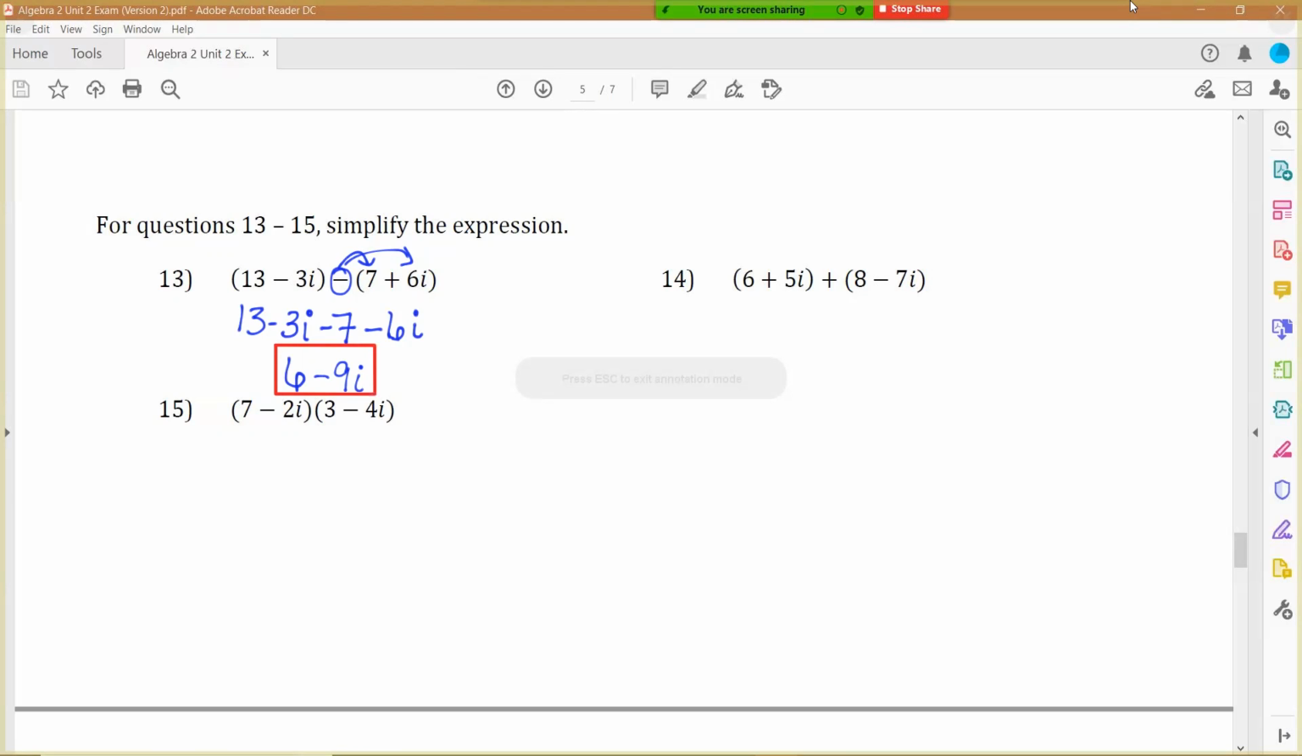Question 14 is easier this time because it has a plus sign. Since it's a plus sign, we don't have to distribute anything. We can really ignore the parentheses and just add our like terms together. So we're going to add 6 plus 8 to get 14. We're going to add 5i minus 7i to get negative 2i, and that's your final answer, 14 minus 2i.